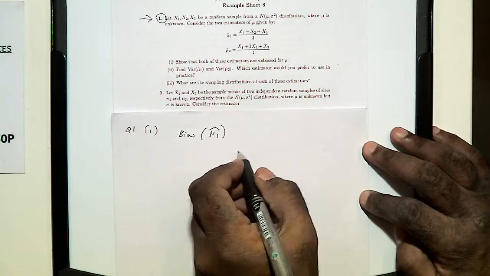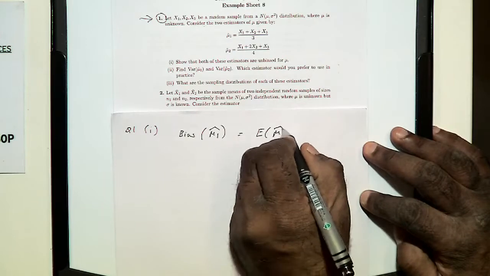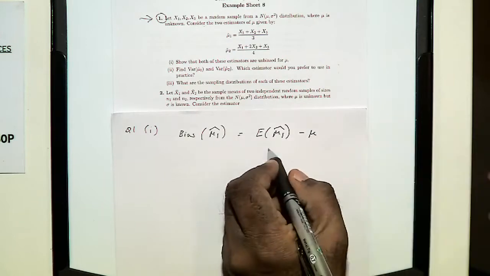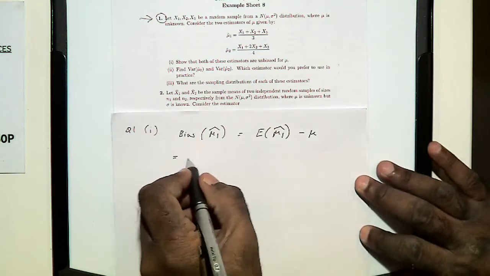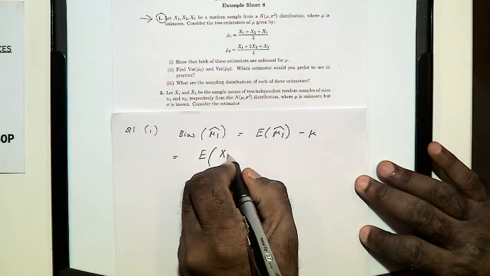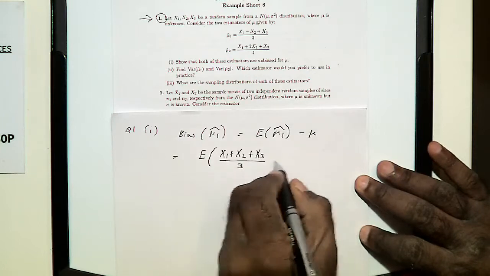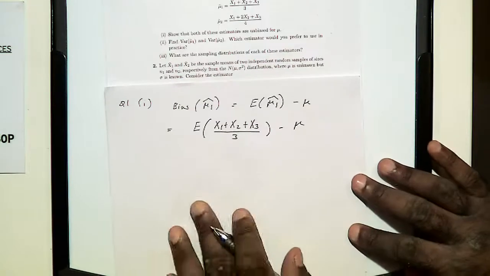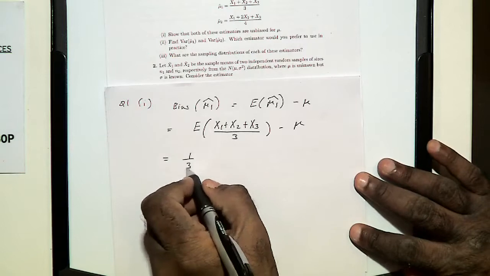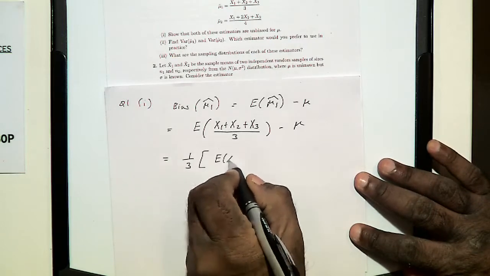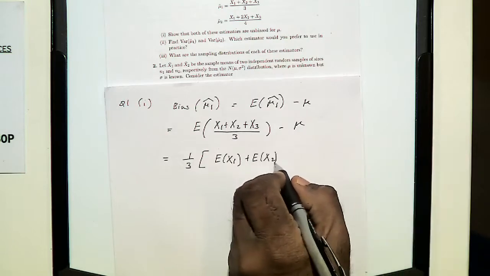The bias, as I told you, is defined as the expected value minus the parameter that you're trying to estimate. So this will be the expected value of the estimator, and if you take the expectation inside, you get a third of the expectation of x1 plus the expectation of x2 plus the expectation of x3.